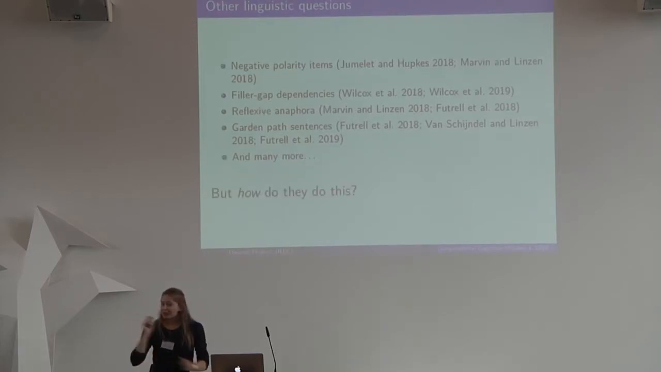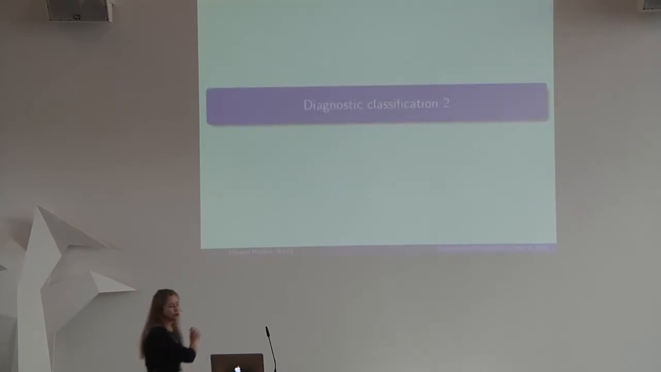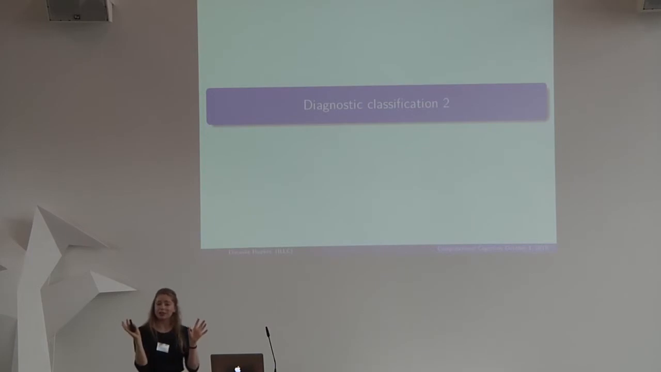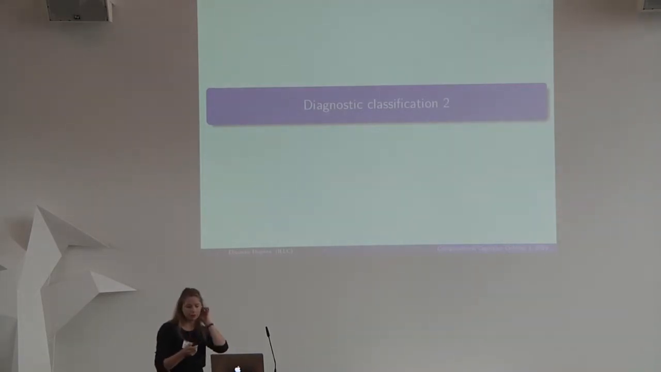But here also we have again the question, how do they do this? So they seem to be doing this, but how? I put diagnostic classification too, not because it's a different technique. We're just going to again use the same technique, diagnostic classification, but this time we're going to use it to check how these models are representing subject-verb agreement and what goes wrong when it goes wrong. So I'll skip back so you're not distracted by the results. I will just recap how this works.